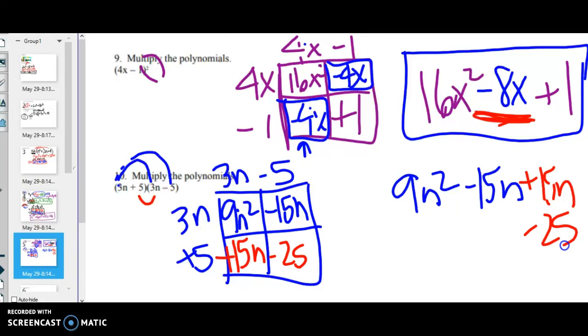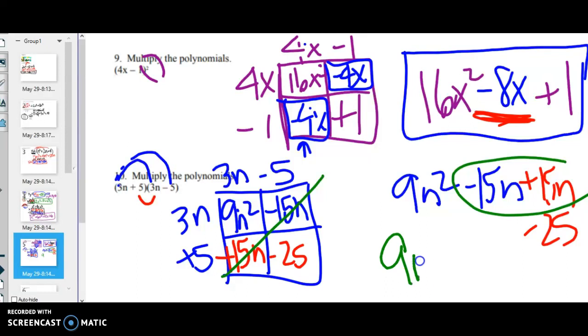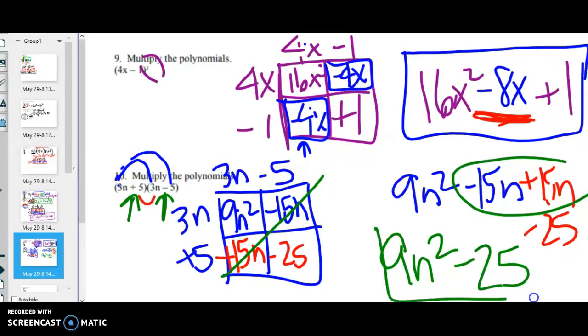Minus 25. Okay. What happens right here? Those cancel each other out because of the plus minus. It's a difference of squares. So my answer on this one ends up being 9n squared minus 25 because of the opposite signs right here. See, you've got 1 plus and 1 minus. So the opposite signs make the middle disappear and add to 0.